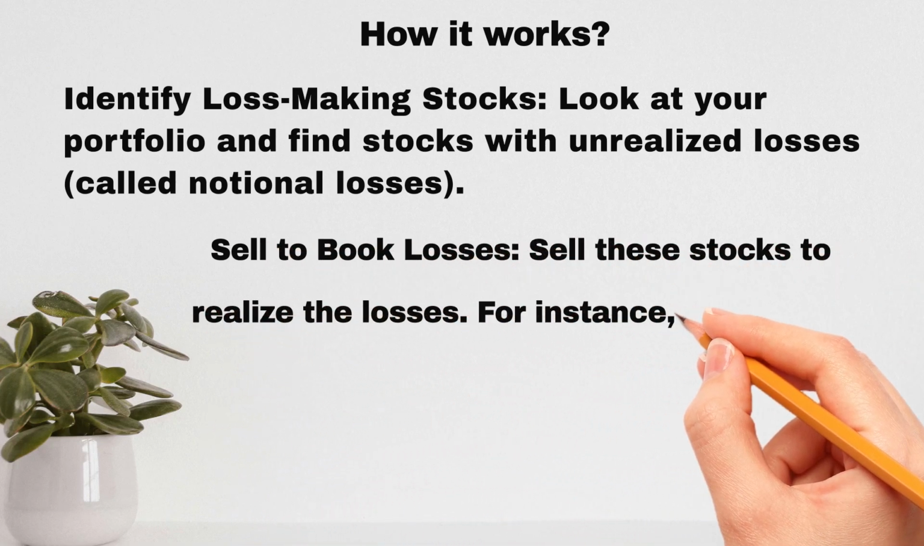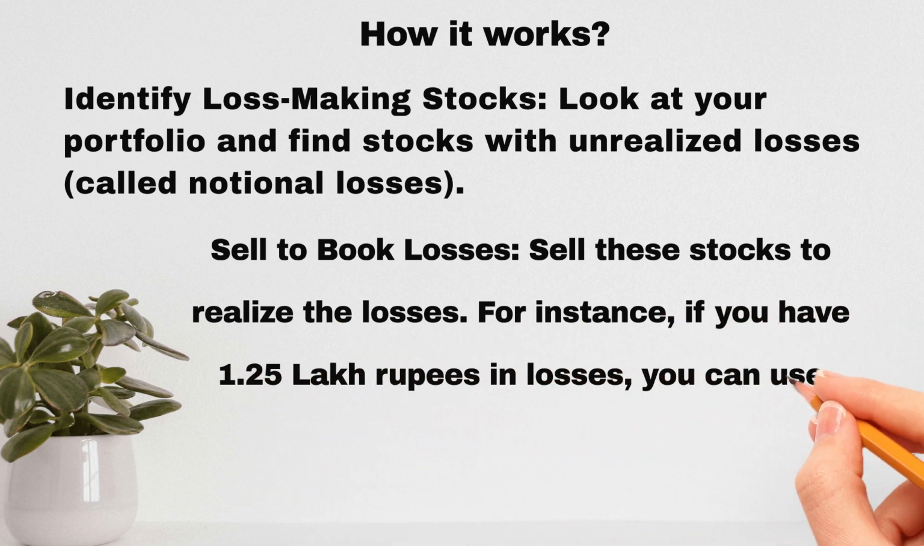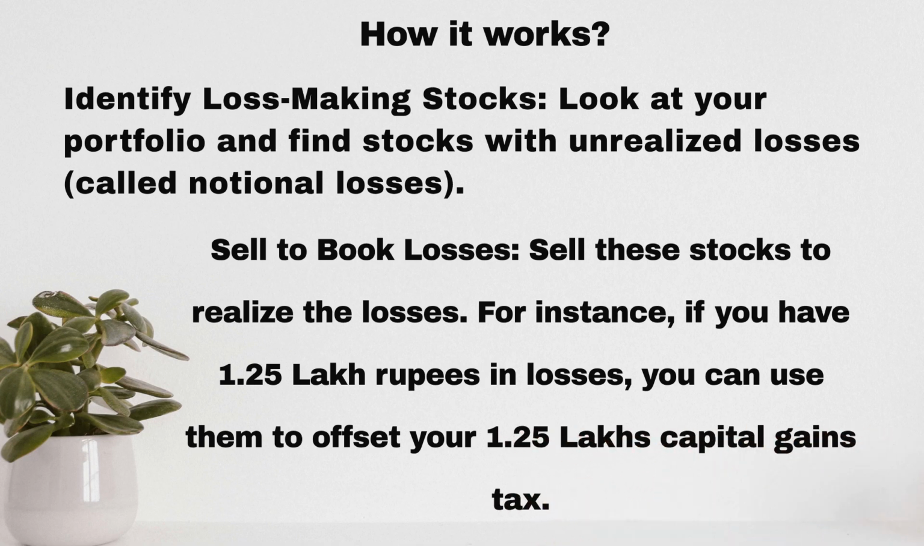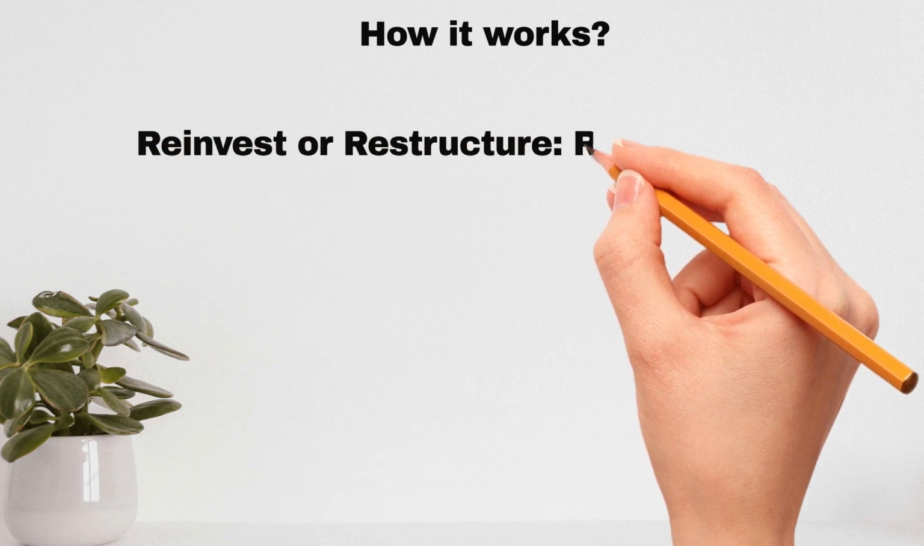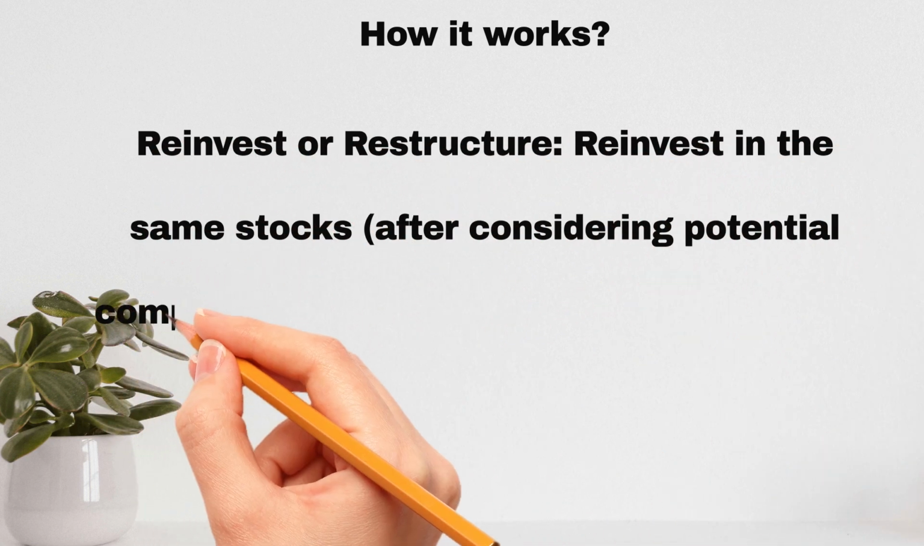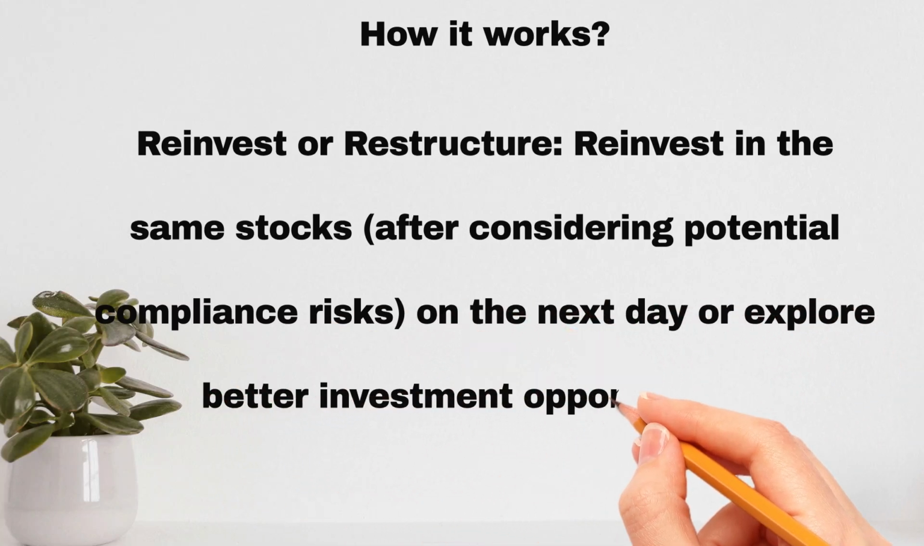For instance, if you have 1.25 lakh rupees in losses, you can use them to offset your 1.25 lakh rupees capital gains tax. Reinvest or restructure. Reinvest in the same stocks, after considering potential compliance risks, on the next day or explore better investment opportunities.